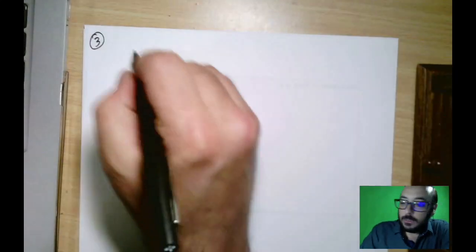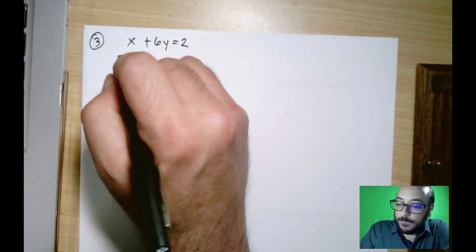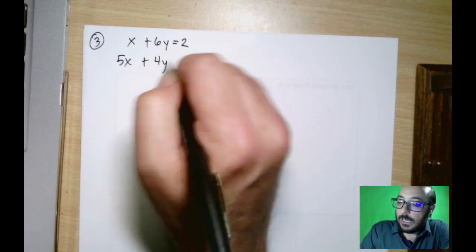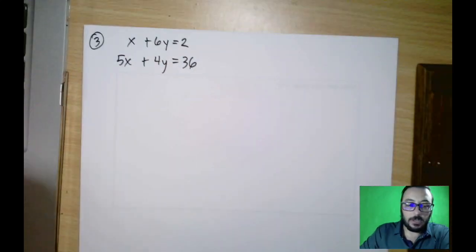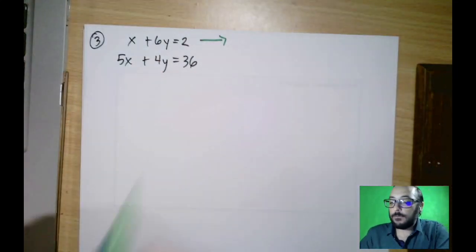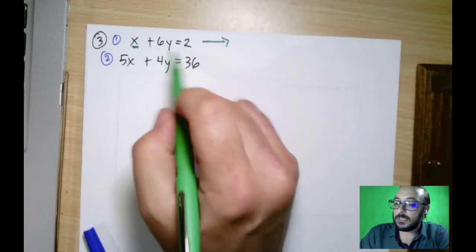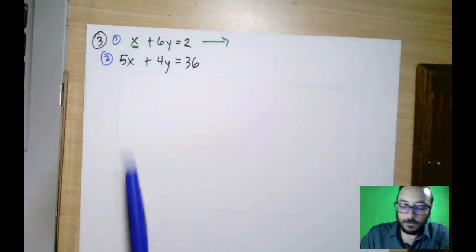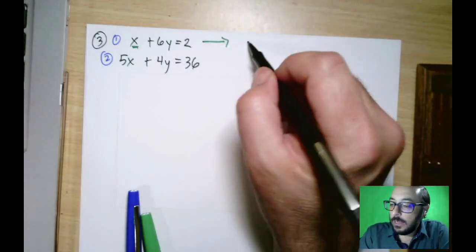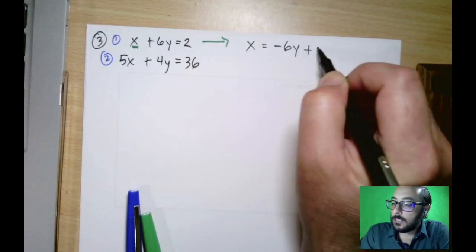So here's number 3. So we got x plus 6y equals 2, and 5x plus 4y equals 36. So I'm going to do this a little quicker. Here, let's number these, right? We can solve for x in this one just by subtracting 6y. So this leads us to x equals negative 6y plus 2.